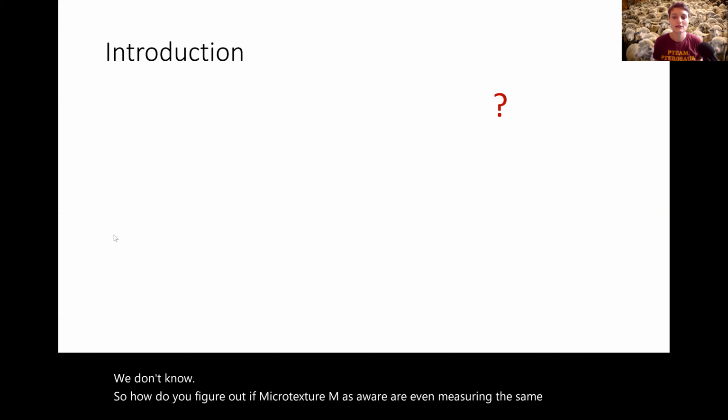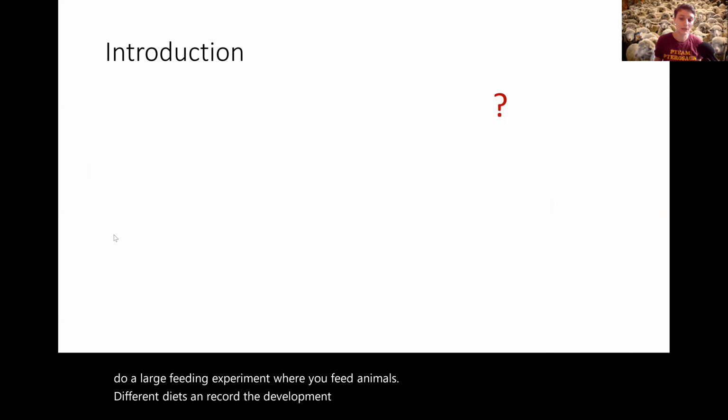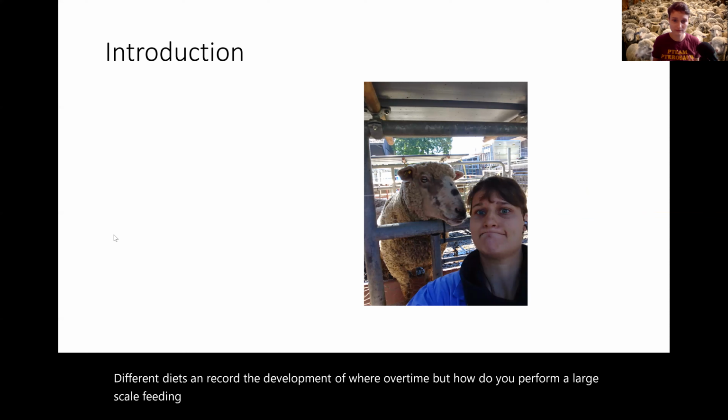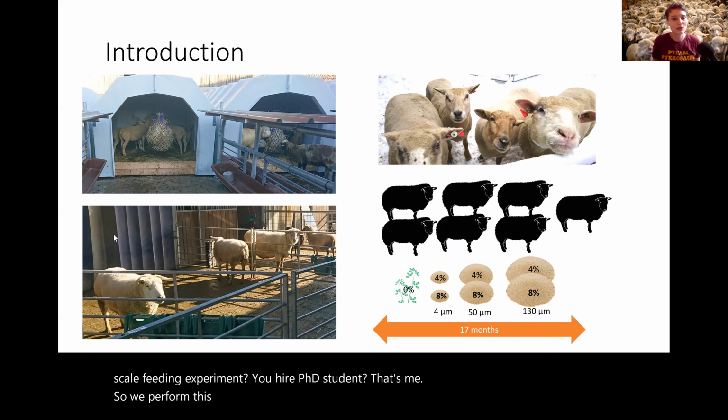Well, you do a large feeding experiment where you feed animals different diets and record the development of wear over time. But how do you perform a large-scale feeding experiment? You hire a PhD student. That's me. So we performed this long-term experiment on sheep using different experimental diets of varying abrasiveness.